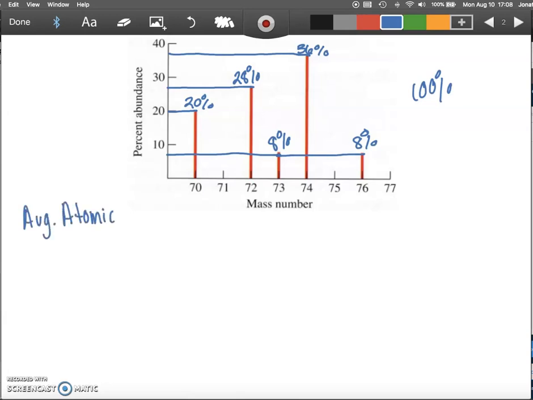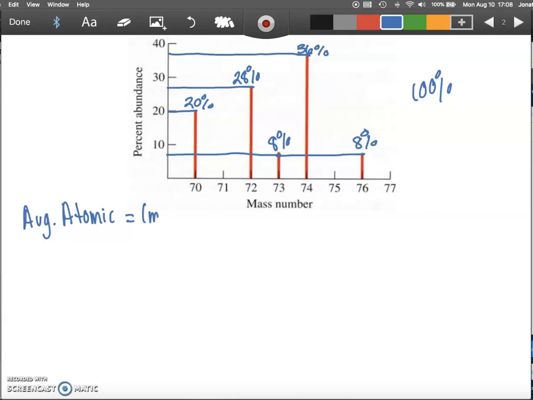And then once we know what that is, we can go back and compare it to the periodic table and identify this mystery element. So how do you calculate the average atomic mass? Well, what you do is you're going to take the mass of each one of these isotopes, and there are 5 total, and you're going to multiply it by its percent abundance.